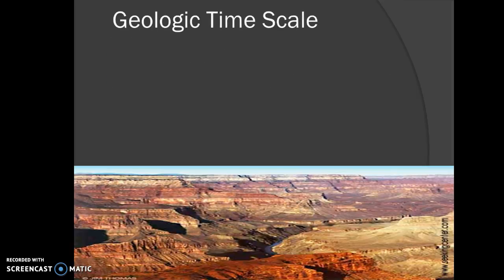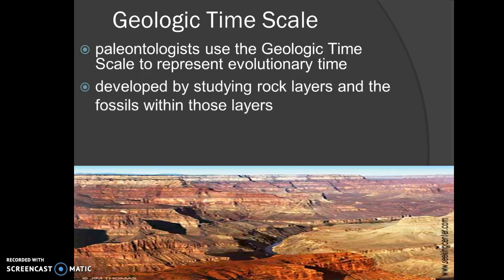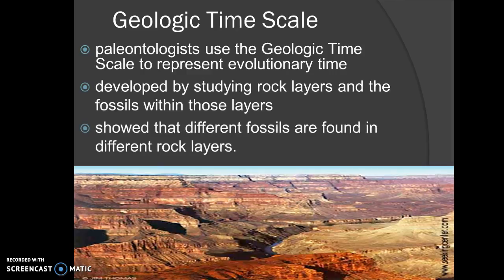There's something called the geologic time scale, and that is what paleontologists use to look at evolutionary time. Okay, it was developed by studying the rock layers and the fossils within those rock layers and kind of pieced together. And it shows that different fossils are found in different rock layers.